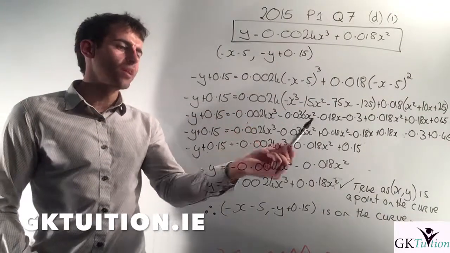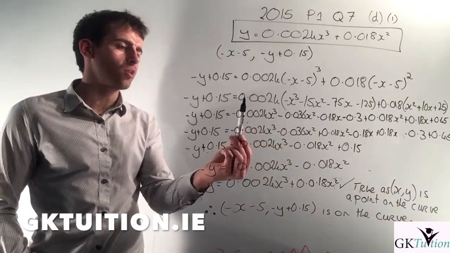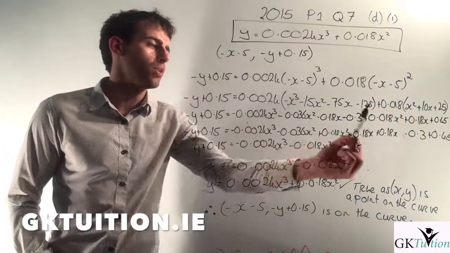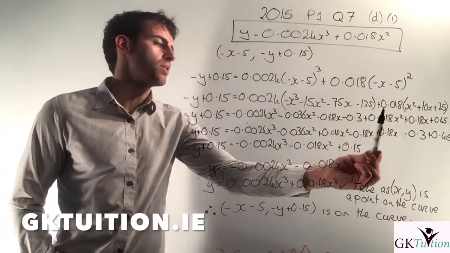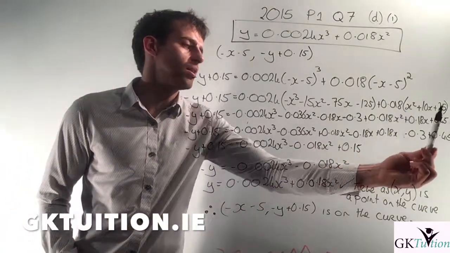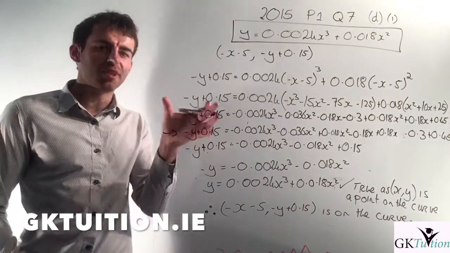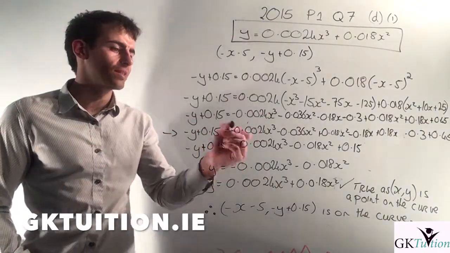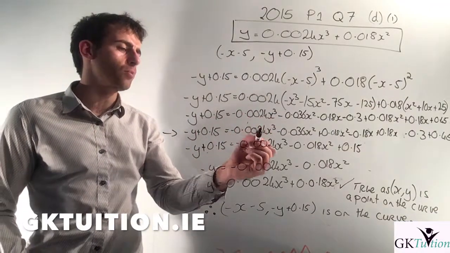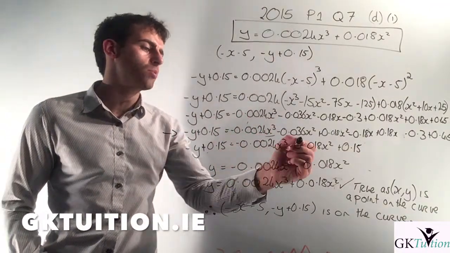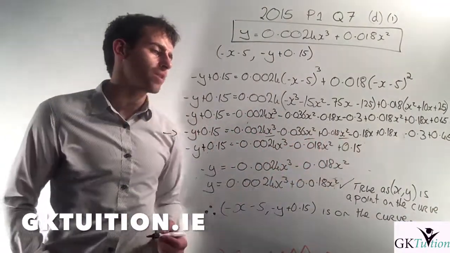On the following line now, the easiest thing to do is to multiply 0.0024 by these 4 terms and multiply 0.018 by these 3 terms. The next line I probably didn't need, but it's easier for me to explain it if I have it like this. All I've done on the next line is I've got only one x cubed, but I have 2 x squareds. So I've grouped my x squareds together.